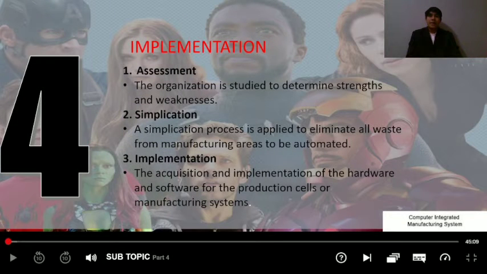Lastly, I will explain about implementation. Implementation starts with assessment, where the organization is studied to determine strengths and weaknesses. Next is simplification. A simplification process is applied to eliminate all waste from manufacturing areas to be automated. And the last is implementation, which is the acquisition and implementation of the hardware and software for the production cells or manufacturing system.